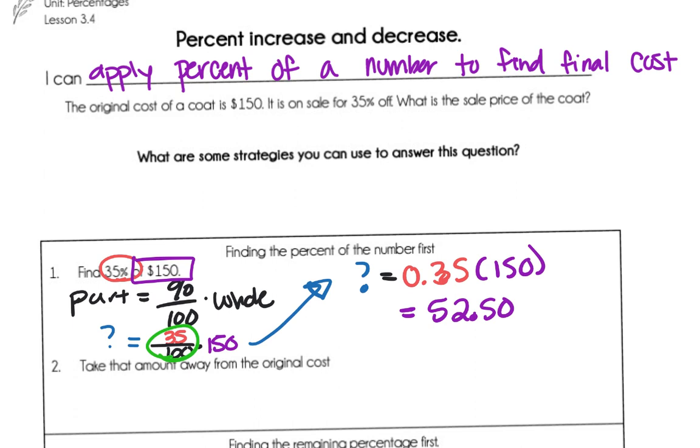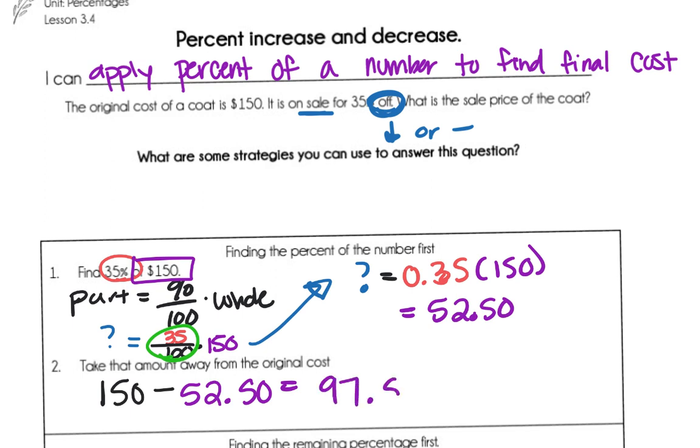So then the next thing we have to figure out is, is this amount of money going up or is it going down? We're talking about a sale, and it says that we're taking that amount off. So that means it's going to be a decrease, or we're going to subtract. So we're going to take the original cost, the $150, minus the amount we're taking away, $52.50. And we're left with $97.50.